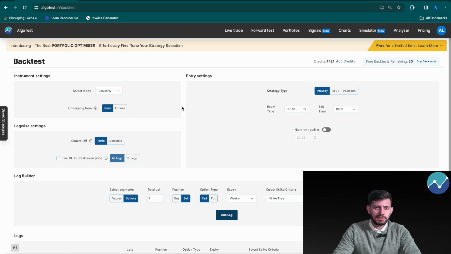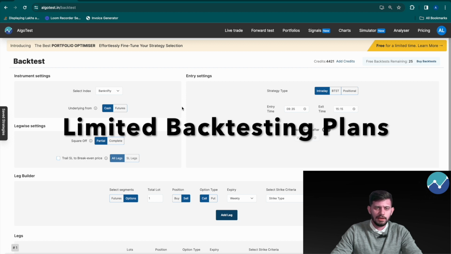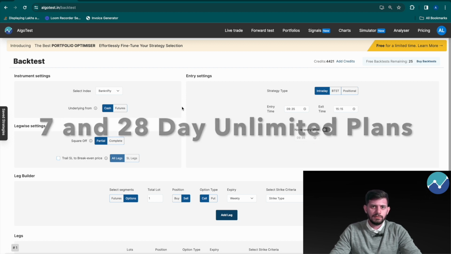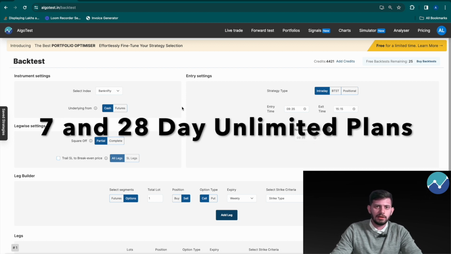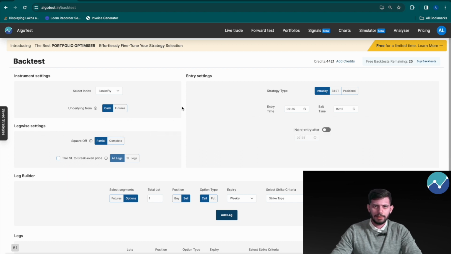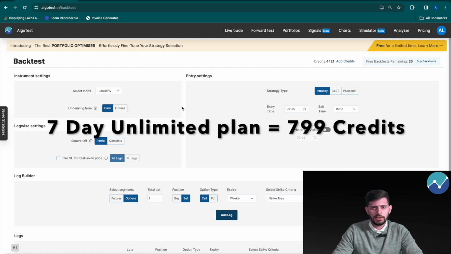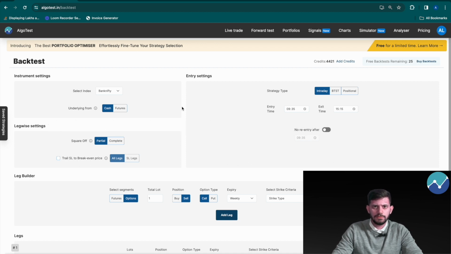So when it comes to backtesting, we have 2 main branches. We have limited backtesting plans and we have unlimited backtesting plans. We have a 7-day and a 28-day unlimited backtesting plan in which there is no limit to the amount of backtests you can make in that defined period. So if it's a weekly or a 7-day period unlimited backtest, you can make as many backtests as you want in that 7-day period. And the same for the 28-day period.